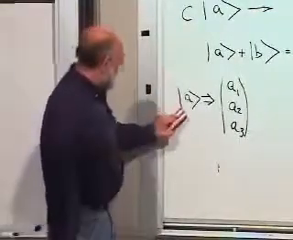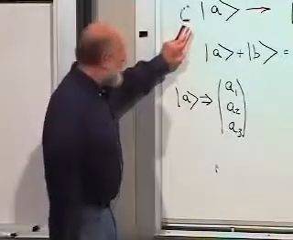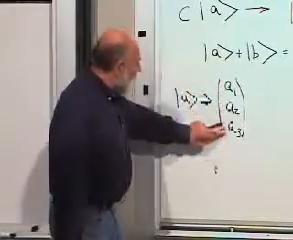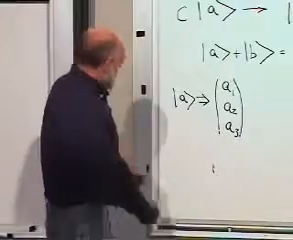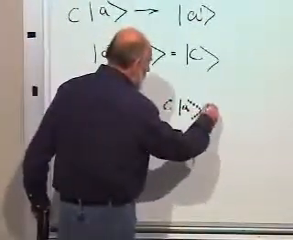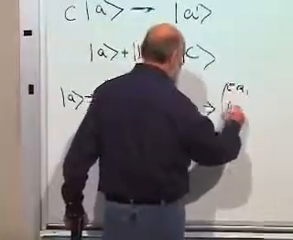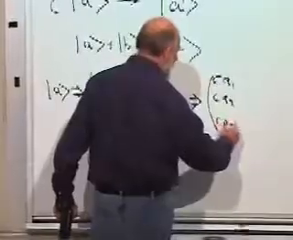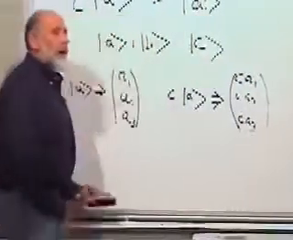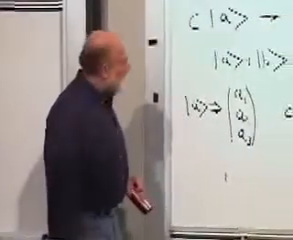Supposing you want to multiply that column vector here by a constant. The rule is very simple. Multiply every entry by that constant. So C times A is represented by CA1, CA2, CA3. We just multiply all the components by the same number. That's multiplication by a constant.